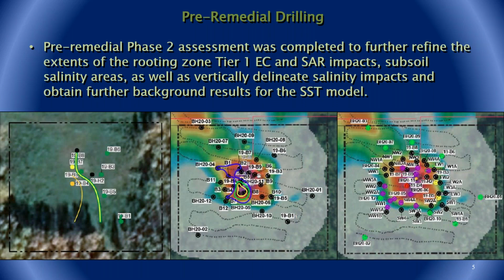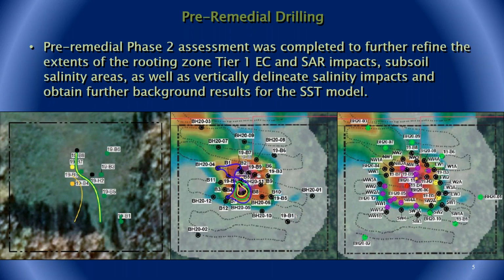A pre-remedial phase 2 assessment was completed to further refine the extent of the rooting zone Tier 1 EC and SAR impacts, subsoil salinity areas, as well as vertically delineate salinity impacts and obtain further background results for the SST model. This allowed for updated areas for SST guidelines. We obtained confirmatory analysis on walls prior to the excavation to allow for optimized stockpile placement, and this lowered lab costs due to standard turnaround times.